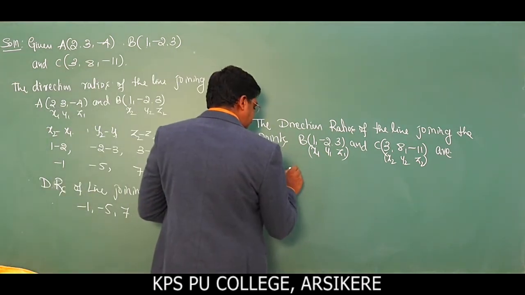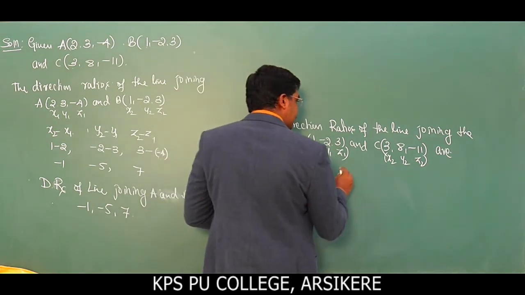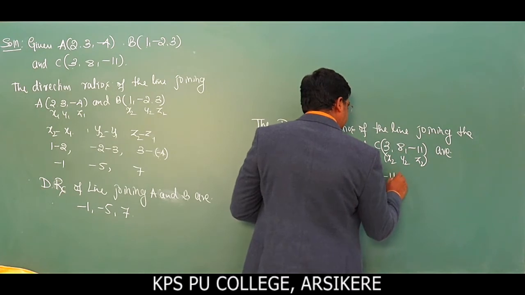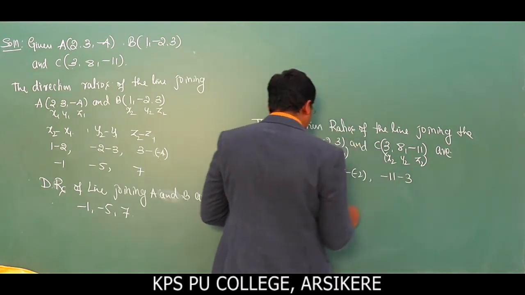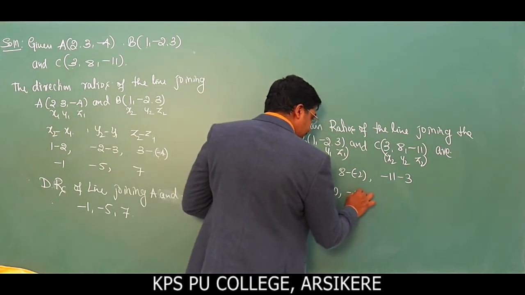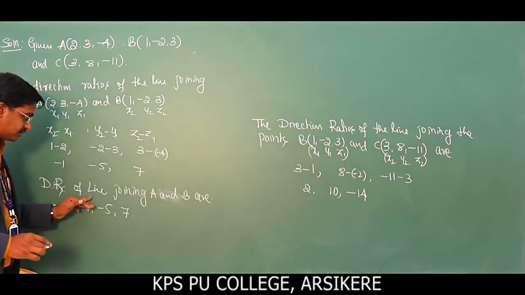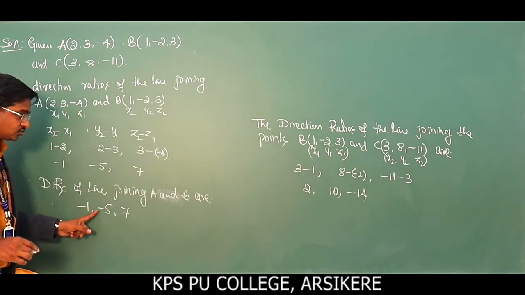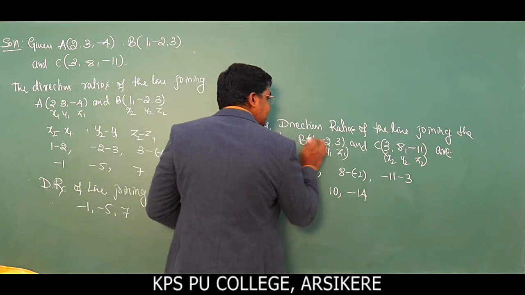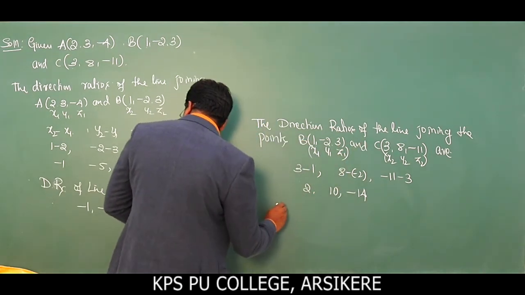So here, 3 minus 1, comma, 8 minus of minus 2, comma, minus 11 minus 3. So what we obtained here is 2, comma, 10, comma, minus 14. Therefore, the direction ratios of the line joining A and B are minus 1, comma, minus 5, comma, 7, and for the line joining B and C, here 2, comma, 10, comma, minus 14.